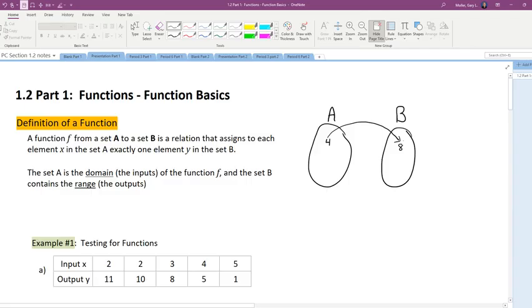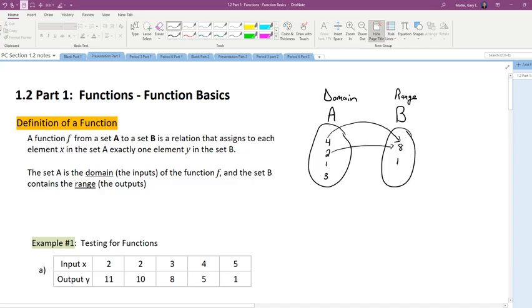So a member of the domain of A goes to a number 8, which we're going to call the range. So this is the range. These are the outputs. This is the domain. These are the inputs. So 4 goes to 8 and only to 8. If each number over here only goes to one place, then what you have is a function. For example, if 2 goes to 8, that's fine.